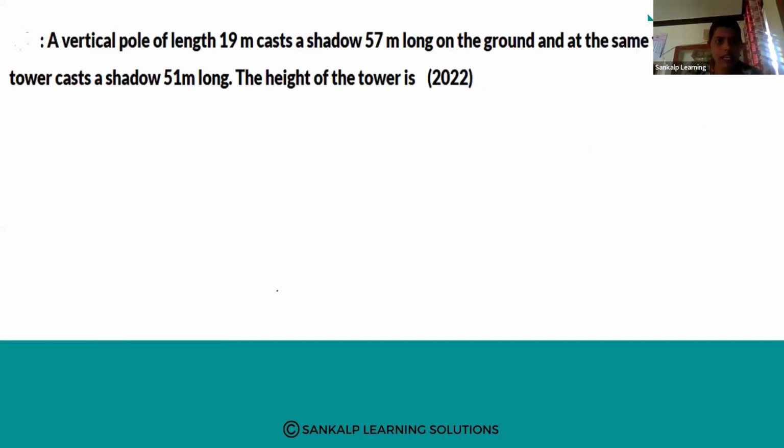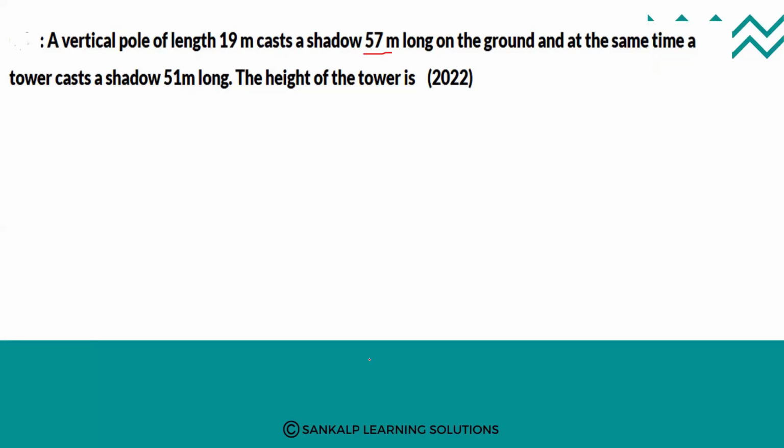Yes. Next question. A vertical pole of length 19 meter casts a shadow 57 meter long on the ground, and at the same time a tower casts a shadow 51 meter long. The height of the tower is. Yes, how are you going to find out the height of the tower? See here.